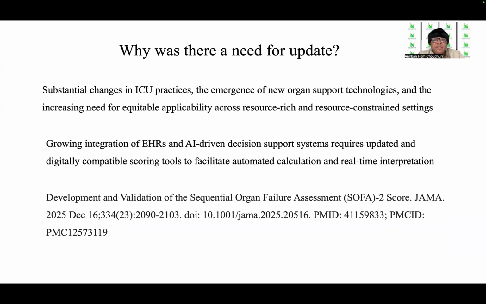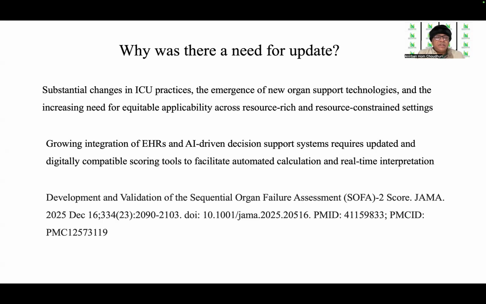Now, why was there a need for an update? This need arose because of substantial changes in ICU practices, the emergence of new organ support technologies, and the increasing need for equitable applicability across resource-rich and resource-constrained settings. Some of these things have been developing so fast over the past decade, and our original SOFA, which was revised in 1996, could not keep pace with these changing needs and therefore remained unmet on several of these aspects. So that was one reason.